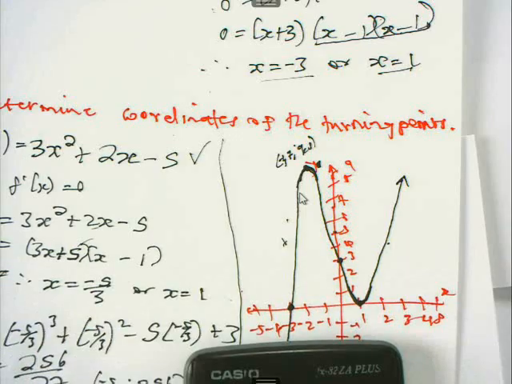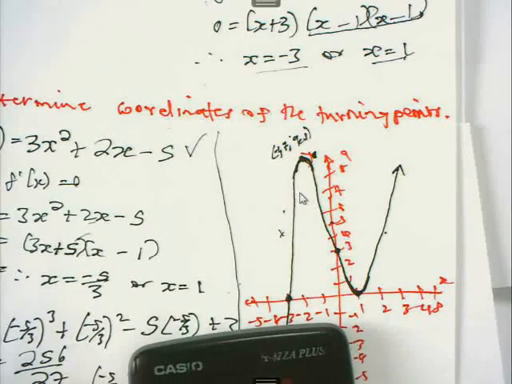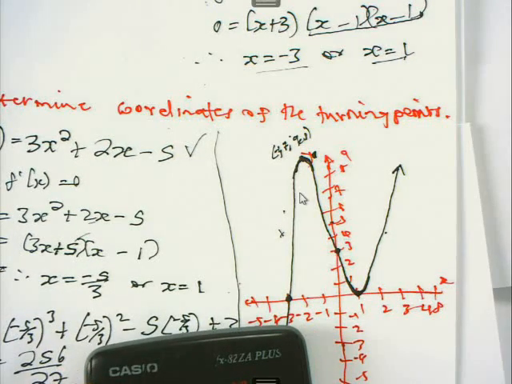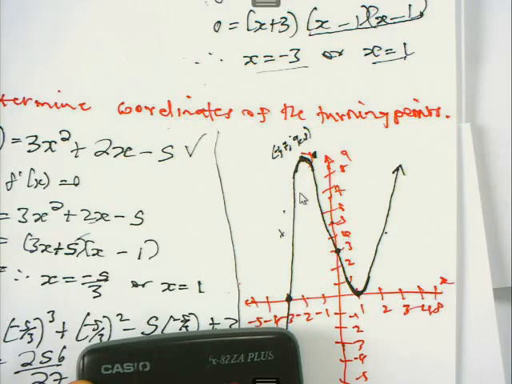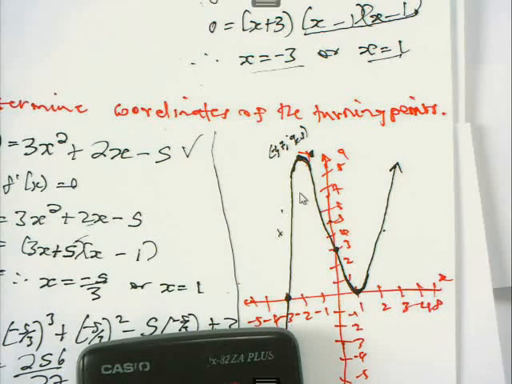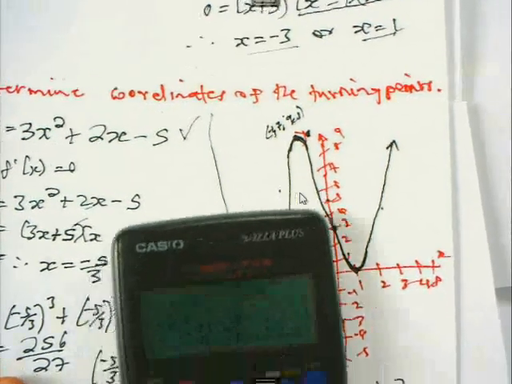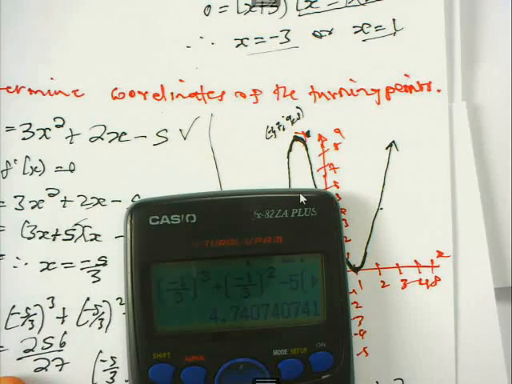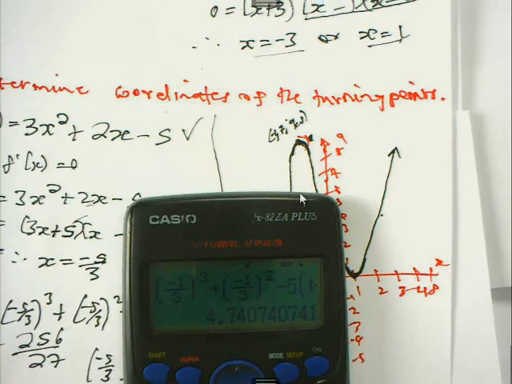Right, of course, you see that the corresponding y value will be a positive 128 divided by 27, which in decimal will be 4,7. You can see clearly there, that is 4,7. But what is important, remember you substitute this in the original function.